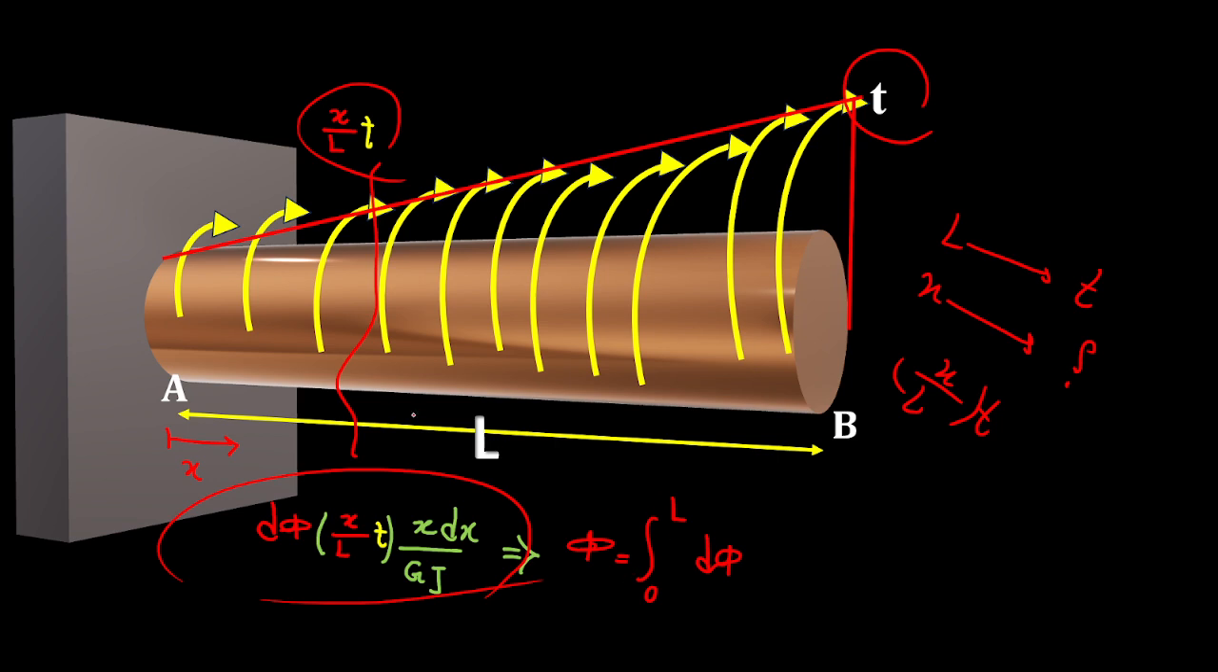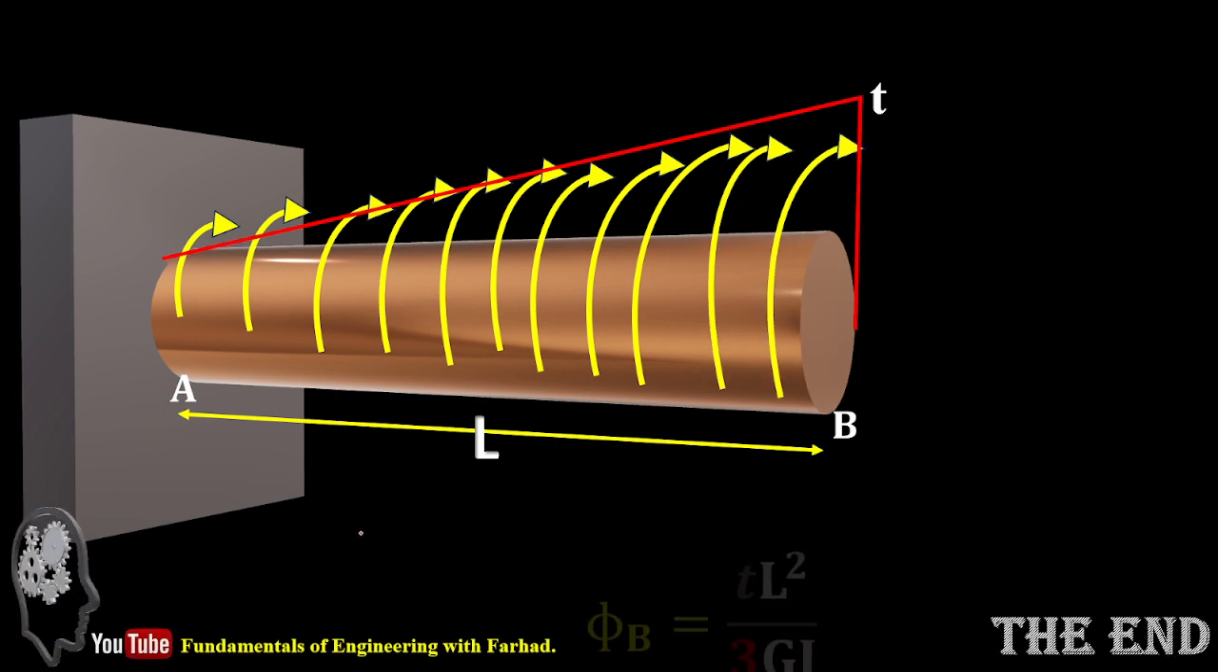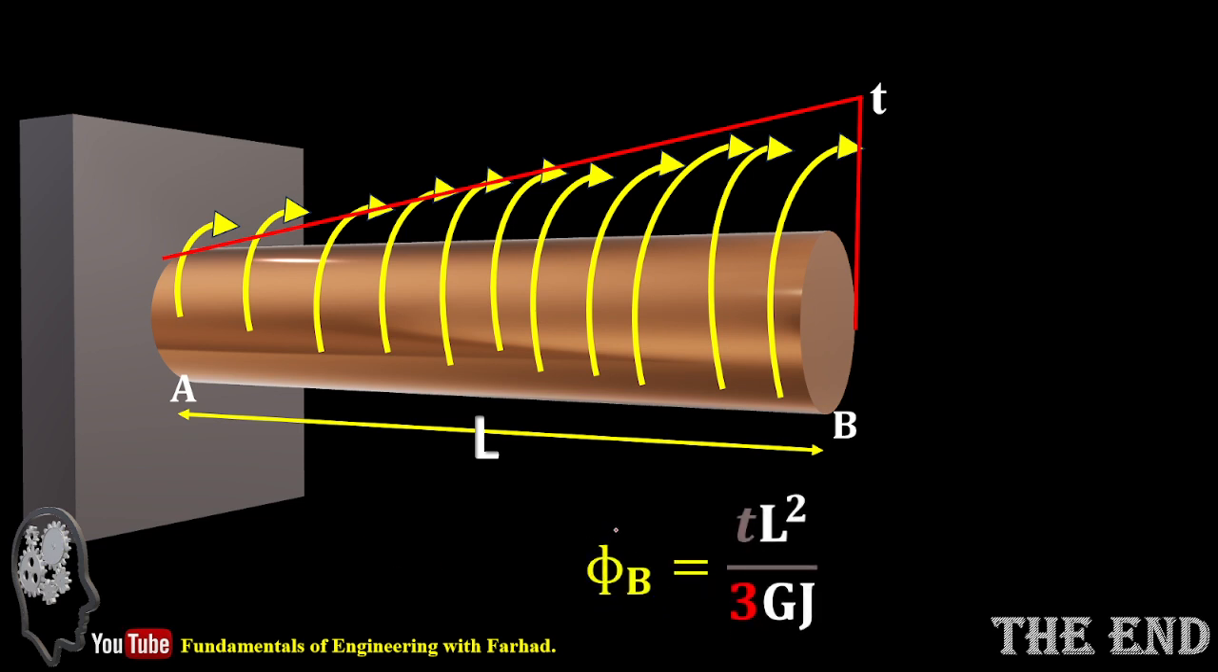And if we integrate that from 0 all the way to the entire length of the shaft, we take the constant out and then integrate x squared dx, and it gives us x cubed over three times the constant, whatever it is. I left that part for the constant, and from 0 to L. If you do so, it gives you an angle of twist at the end, by an increasing torsional torque, of TL squared over 3GJ.